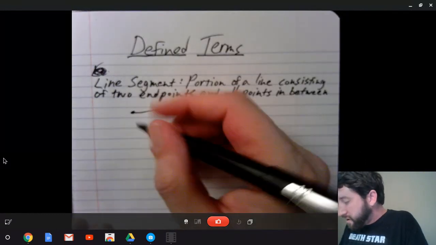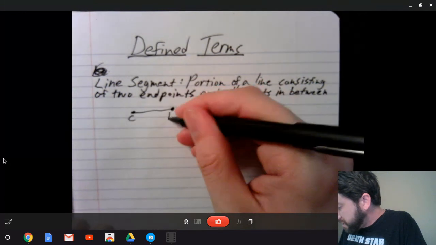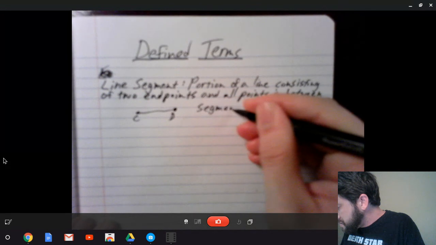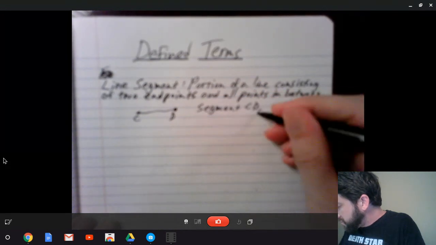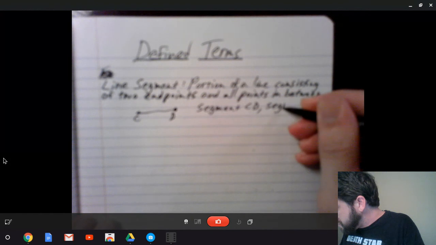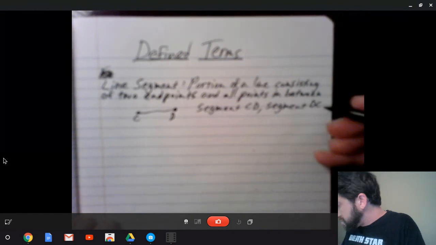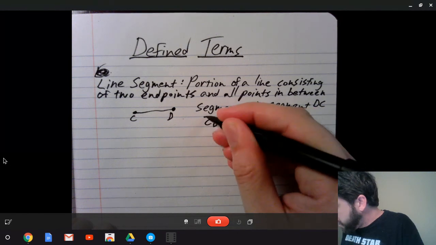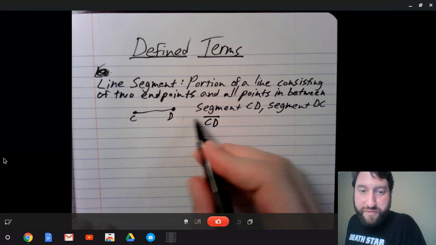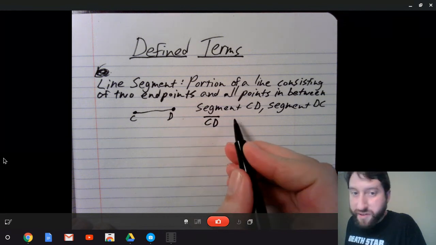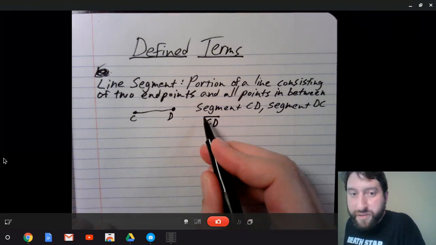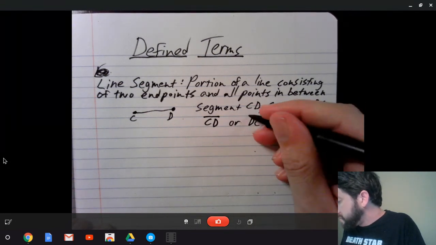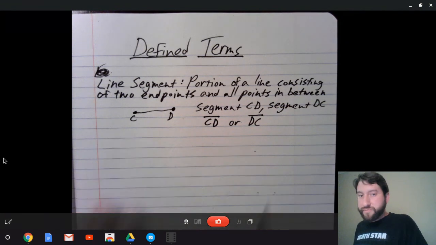Let's see, I already used AB. How about CD? So this would be CD. I could also call it segment CD. I could call it segment DC. And I could also call it CD with no arrows because I'm not extending infinitely in this direction. So I don't have arrows. I just have a solid line and that's it. Or I could switch the order. I could call it DC. Because again, the order here doesn't matter.